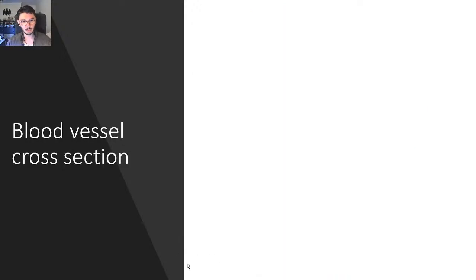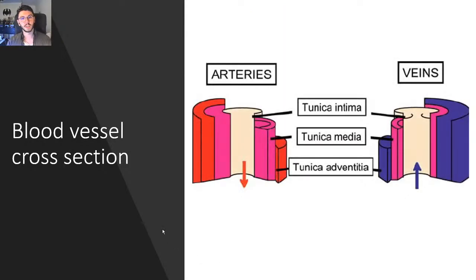Now let's have a look at a blood vessel. Here we have an artery, we have a vein. Those are two main categories of blood vessels. And they have 3 layers. So we have the tunica intima, which is the inner layer surrounding the lumen, the media, and the adventitia. Now the tunica intima is the innermost layer of the blood vessel. It's usually single-celled squamous epithelium, and the whole function is to reduce friction.